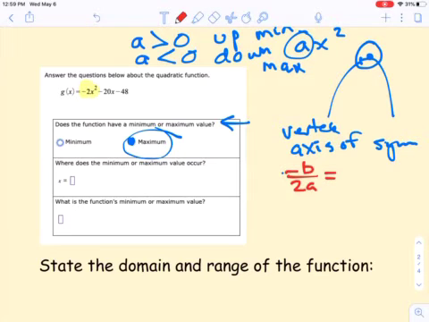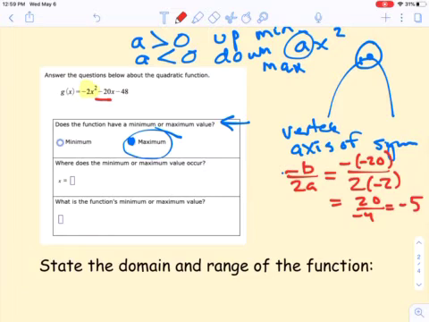So look at the equation. My b term is going to be right there. So it's negative b, so it's negative 20 over 2 times a, and a is negative 2. Negative 20 is just 20. 2 times negative 2 is negative 4. So my axis of symmetry is going to be the equation x equals negative 5.